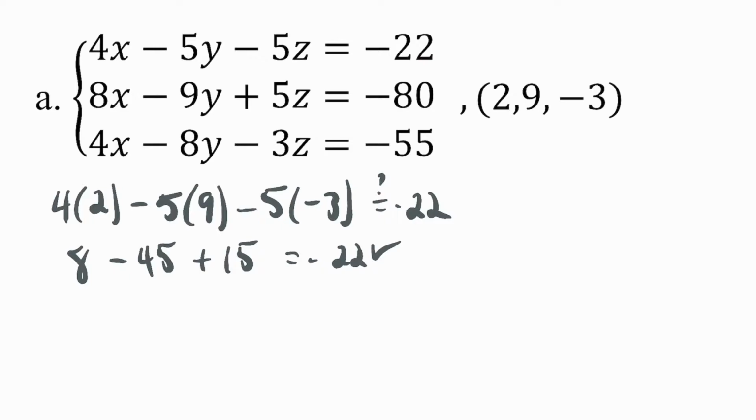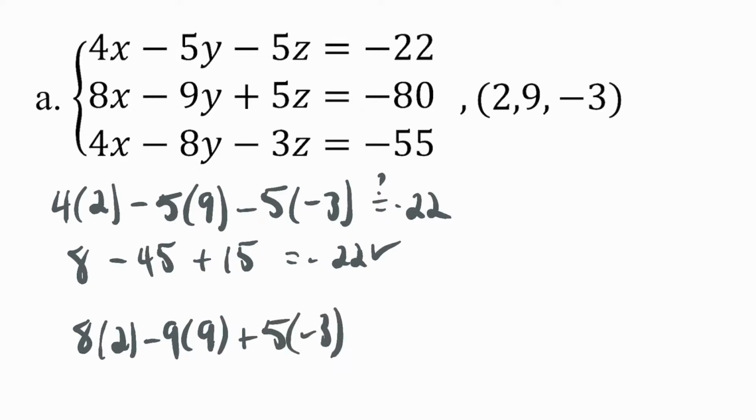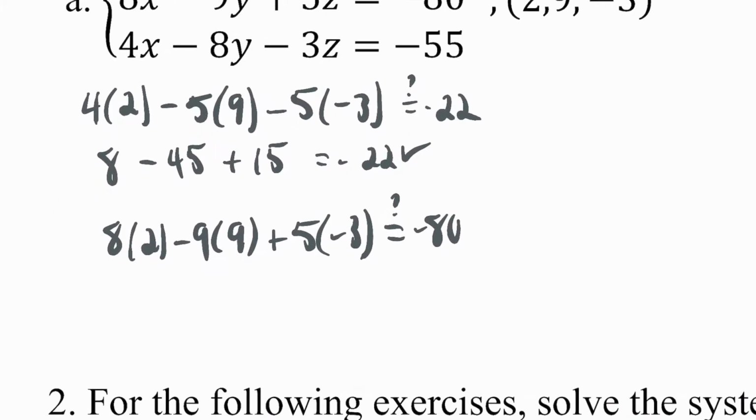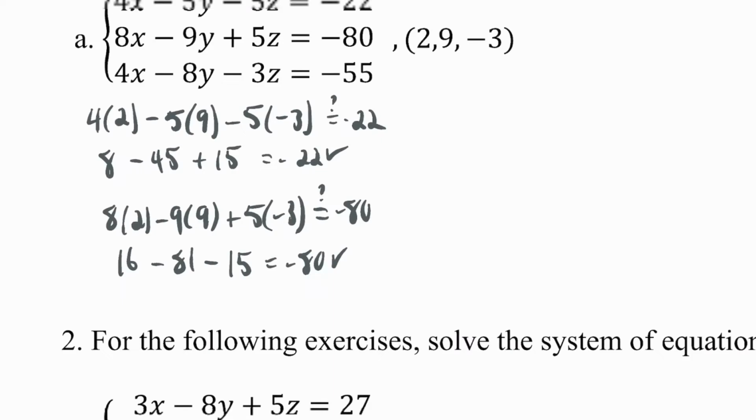So let's check the next equation. 8 times 2 minus 9 times 9 plus 5 times negative 3. Is this equal to negative 80? Well, 16 minus 81 minus 15. Yes, that is negative 80. 16 minus 15 is 1, and negative 81 plus 1 is negative 80. So that checks out.